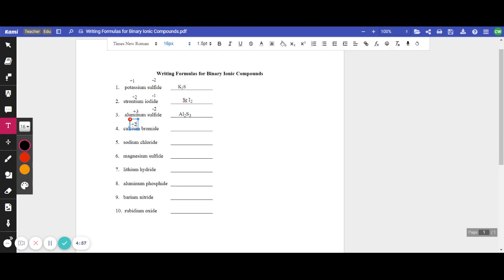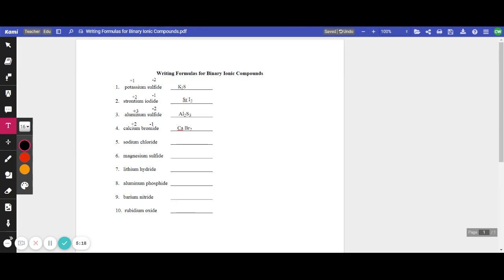All right, let's try this next one. We've got calcium, which is in group 2, and bromide from bromine, which is in group 17. So +2 and -1 does not equal 0. We're going to need 2 bromides for every 1 calcium to make that a neutral compound. Again, you can take the oxidation number on the metal and make it the subscript on the nonmetal, and the nonmetal's oxidation number the subscript on the metal.